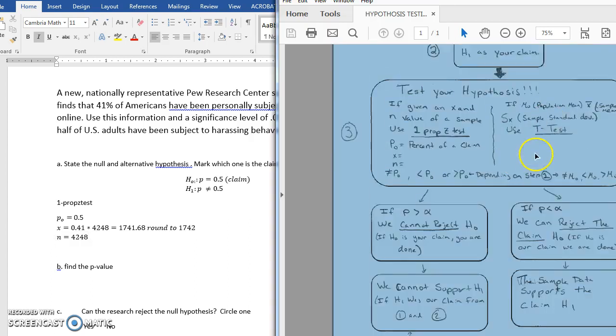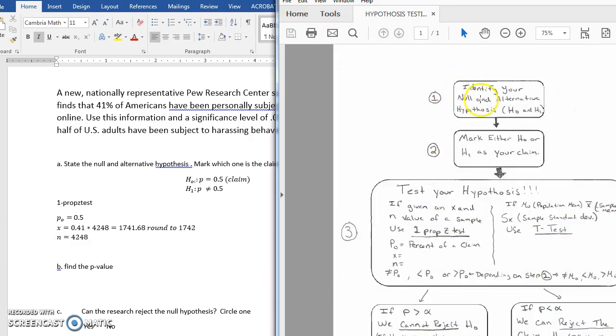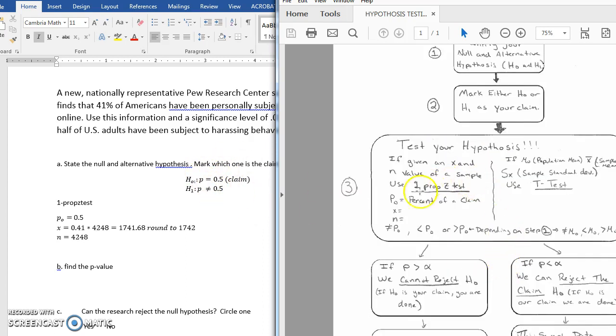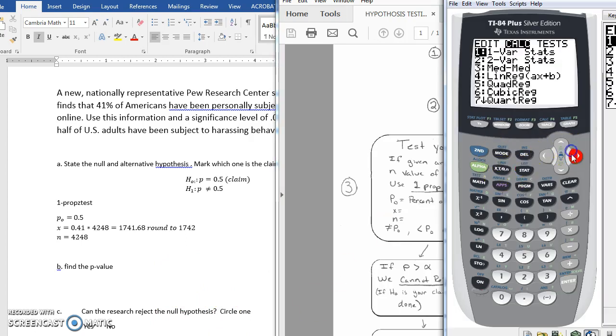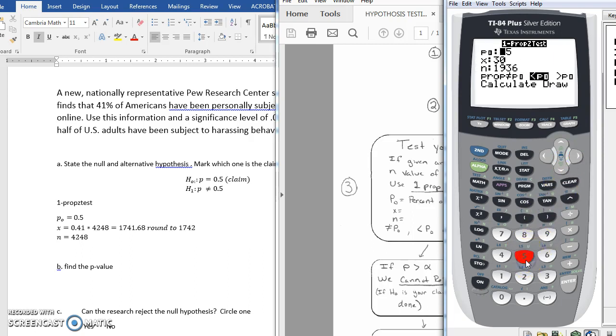So we're going to, again, just to walk through this, I kind of want to use this sheet. I'm going to send this to you. We identified our null and alternative hypothesis and marked our claim, right? Now we are testing our hypothesis. Since we're using the proportion test, we're going to be over here with this P0, X, and N, and let's go to our calculator and plug that in. So we go to stat, we go to calc, and we select stat test, and we select number 5. It's going to be 0.5 again, right? X is going to be 1742. N is going to be 4248.